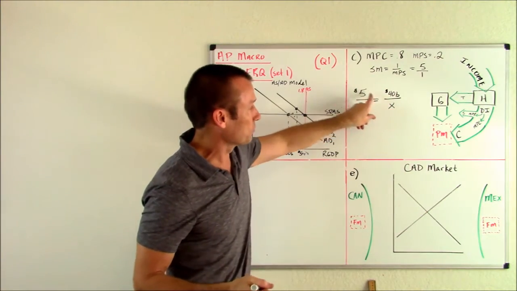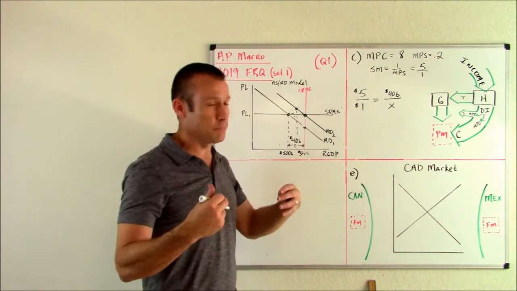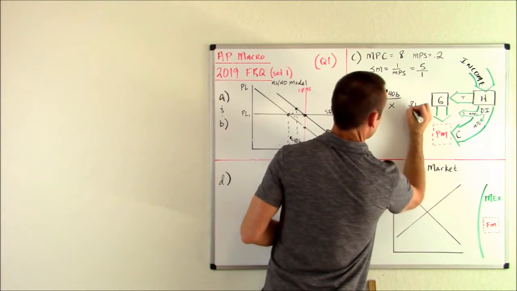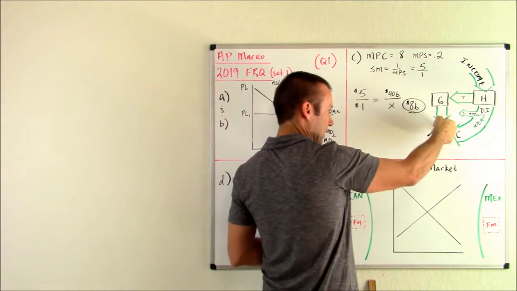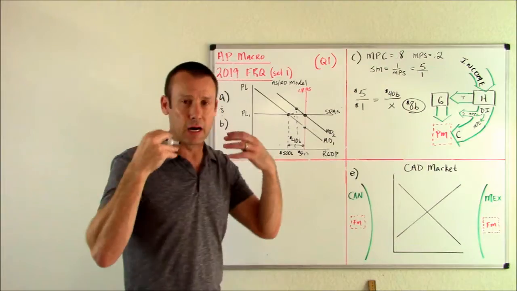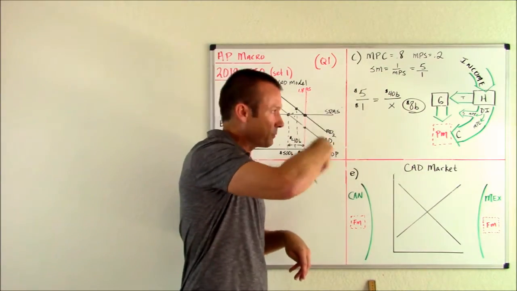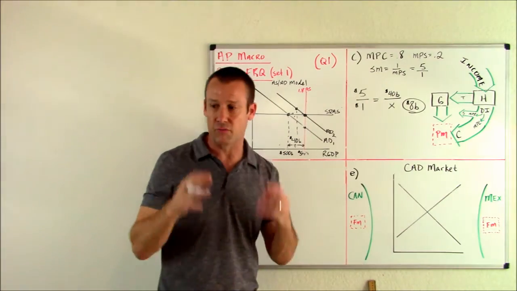So of course, multiply both sides by X. You have 5X equals 40. Divide both sides by 5. Our answer is $8 billion. We need $8 billion to go from the government into the product market initially, and then allow the spending multiplier, the circular flow, and the spending multiplier to take place to get a total change in spending of 40 billion.